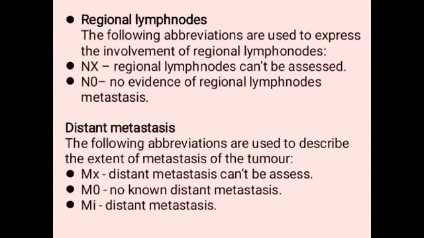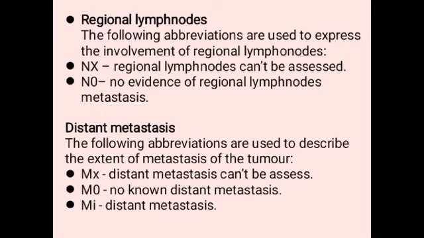What about when it comes to the regional lymph nodes? If the lymph nodes have also been affected, we are going to use the abbreviation N. So when it is NX, it denotes that the cancer cannot be assessed at the lymph nodes. And when it is N0, it means that there is no evidence of regional lymph node metastasis. So that's how we are going to classify according to the lymph nodes.